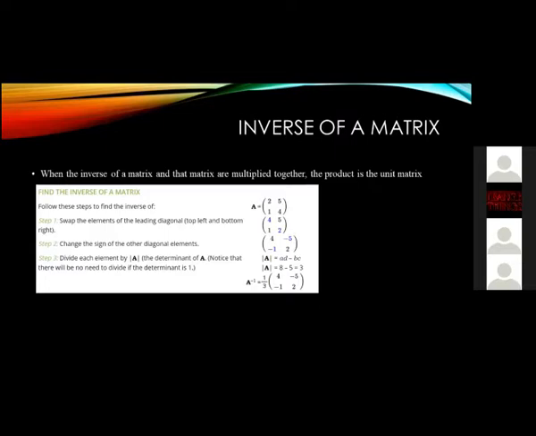Inverse of a matrix. When the inverse of a matrix and that matrix are multiplied together, the product is the unit matrix. Follow the steps to find the inverse of a matrix. Step 1, swap the elements of the leading diagonal, top left and bottom right. Step 2, change the sign of the other diagonal elements. Step 3, divide each element by det H. Notice that there will be no need to divide if the determinant is 1.